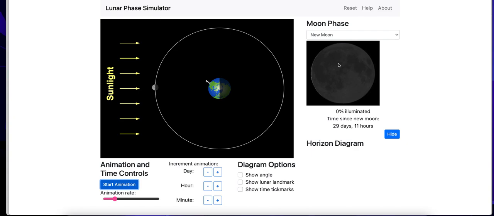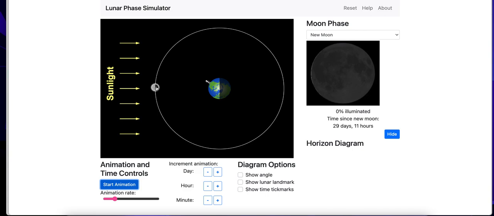All right. So phase 1, new moon. Phase 2, waxing crescent. Phase 3, first quarter. Phase 4, waxing gibbous. Phase 5, full moon. Phase 6, waning gibbous. Phase 7, third quarter. And phase 8 would be the waning crescent. Waxing means get larger, waning means get smaller.